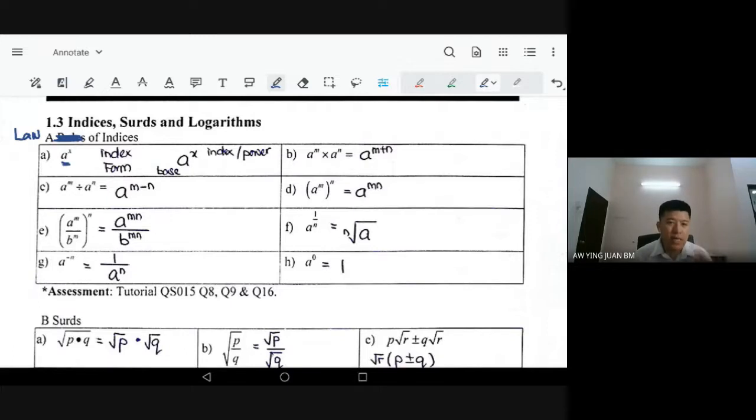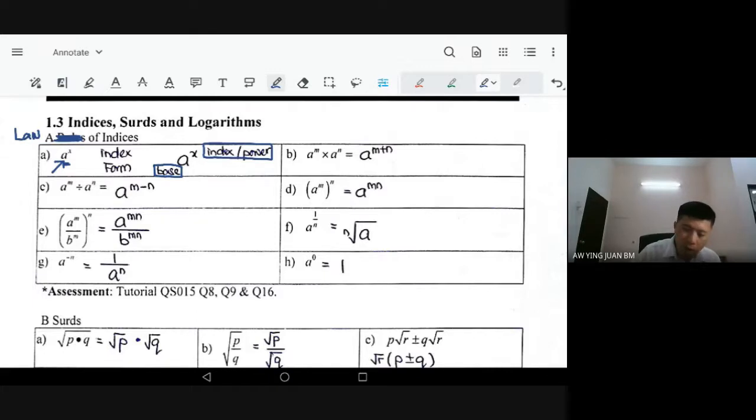Kalau nak panggil dia indices, dia mesti kena ada explanation where A is the base and X is the index or power. Barulah dia jadi indices. Kalau setakat tulis ini sahaja, it is not a indices. Okay? Index form.